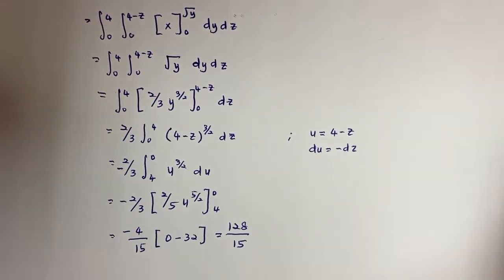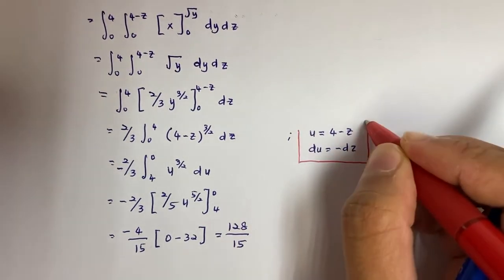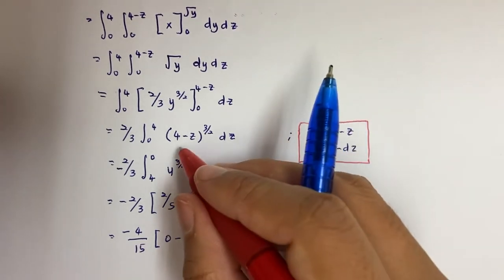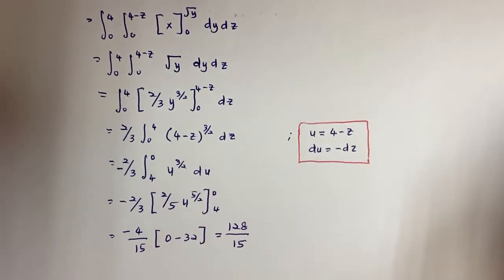Use the substitution over here to make your integration easier. Use u equal to 4 minus z.